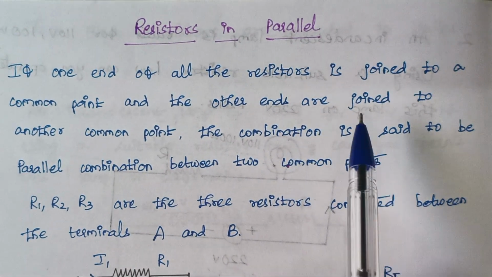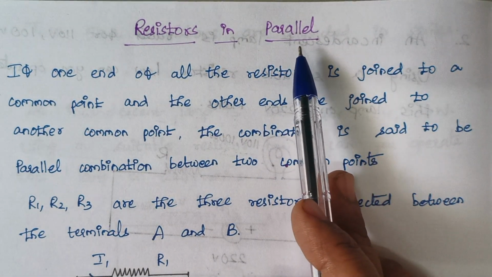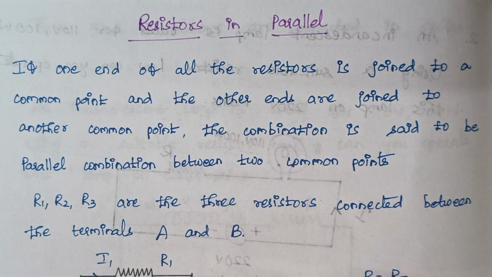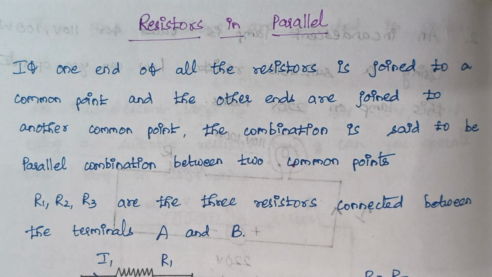So here, as we all know, a parallel connection is one in which one end of the resistors are connected to a common point and the other end of the resistors are also connected to another common point. Okay, that type of connection is known as parallel connection.